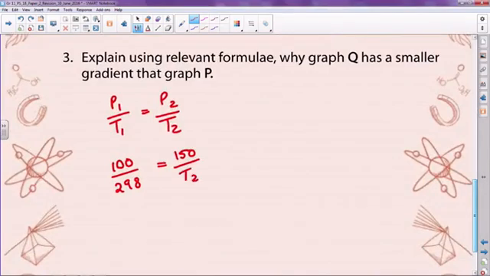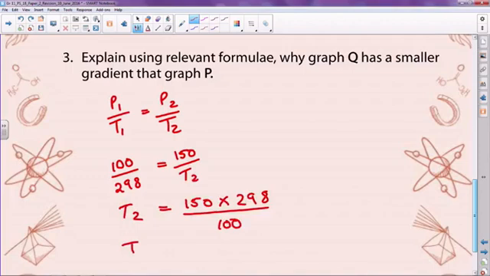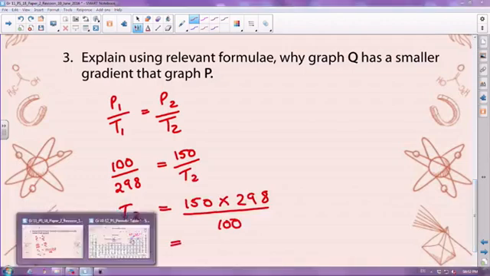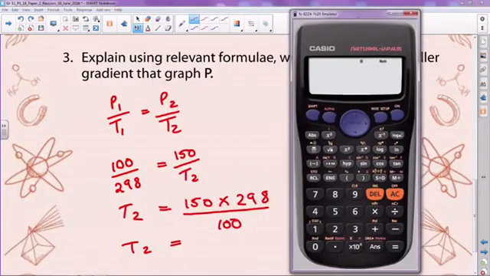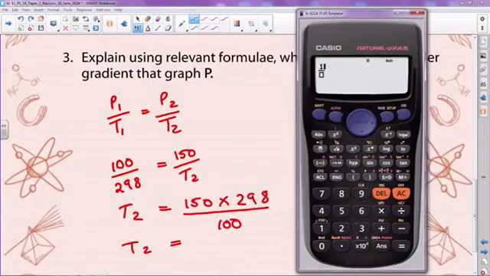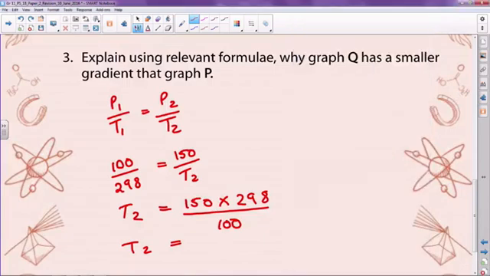Now I need to rearrange so that T2 is the subject of my formula. So T2 is equal to 150 times 298 divided by 100. I'm going to find that answer using my calculator. Let's pop the calculator over here. I'm going to use my fraction, 150 times 298, and then divide that by 100. That gives me an answer of 447. T2 equals 447 Kelvin.